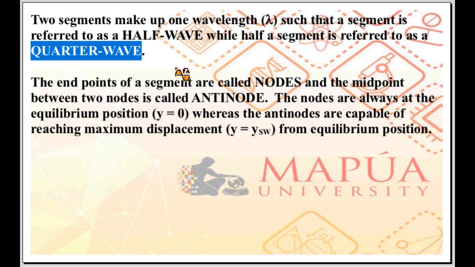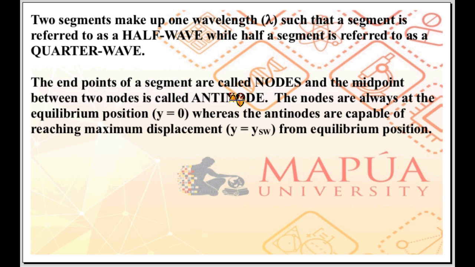And as already mentioned, the endpoints of a segment are called nodes, while the midpoint between two nodes, the midpoint of a segment, is referred to as an antinode. The nodes are always at the equilibrium position. It's always y is equal to 0 for the nodes, whereas the antinodes are capable of reaching the maximum displacement from equilibrium position, capable of reaching y is equal to ysw, the amplitude of the standing wave.